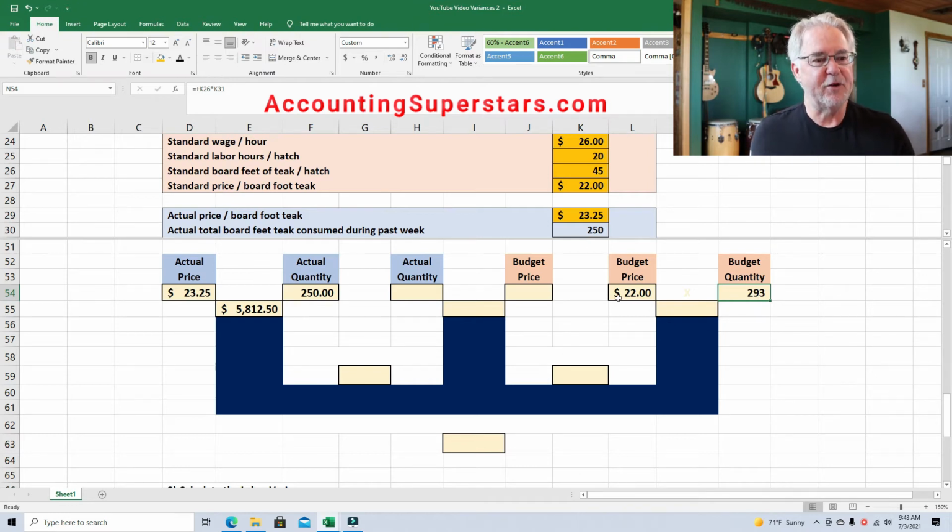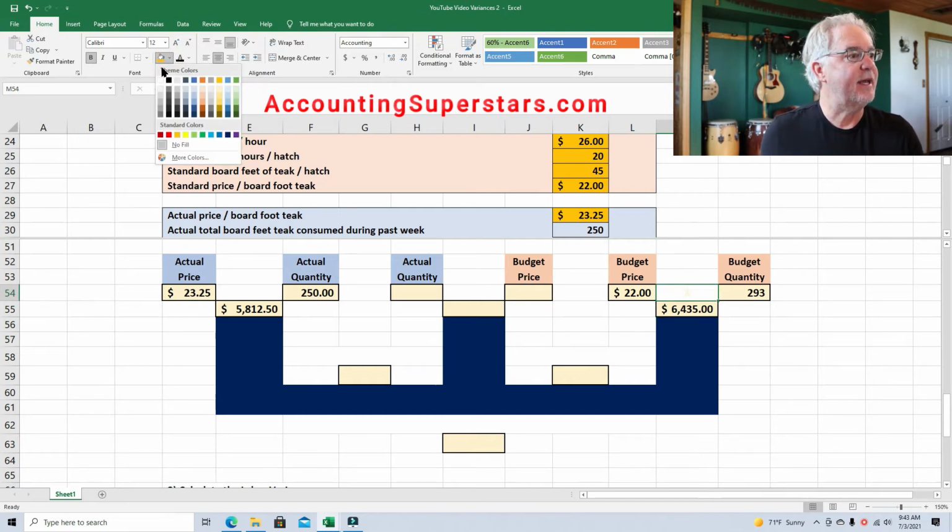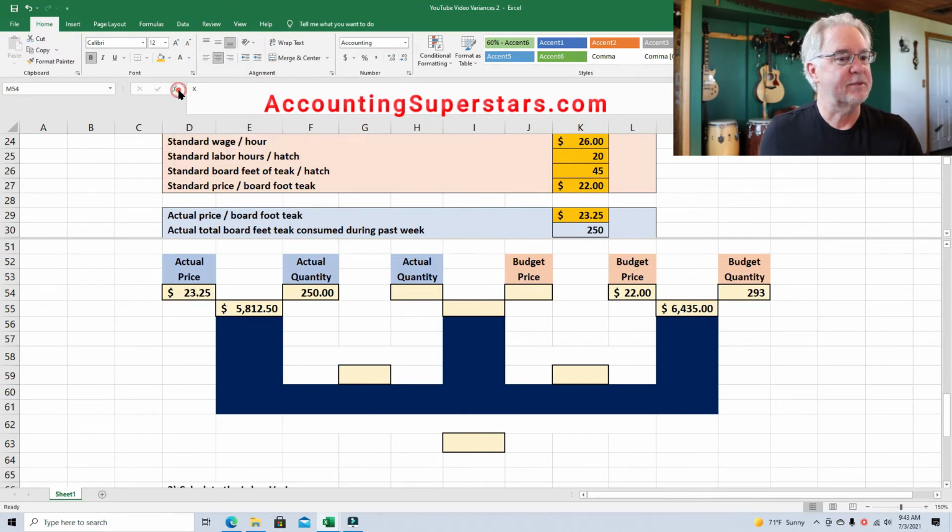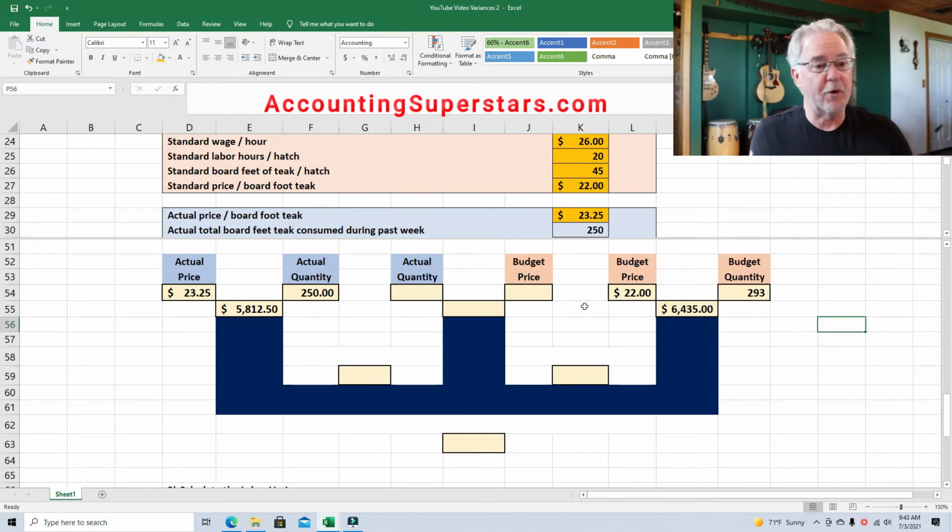All right, so if we go 22 times 293, we get 6,435 right here. So what we can do is see how things are going at this point in time. Over here on the left-hand side is actual. Over here on the right-hand side is what was budgeted, and they budgeted $6,435 for this teak wood, and they only spent $5,812.50. So they're under budget.